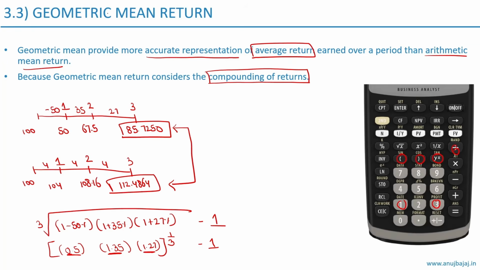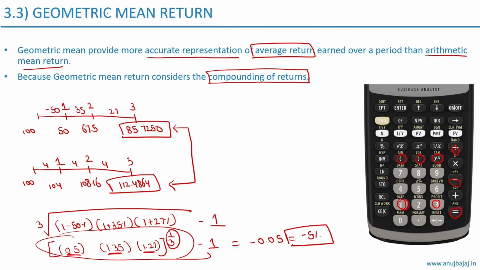The answer you are getting on the screen is the result for 1 divided by 3. And now press equals to, which should give you the answer for this entire figure. And now press minus 1 and you will get negative 0.05, which is negative 5%. So according to geometric mean calculation, the average return is negative 5%.